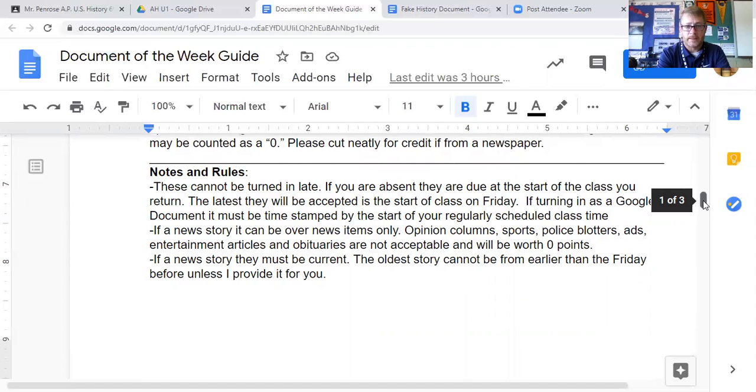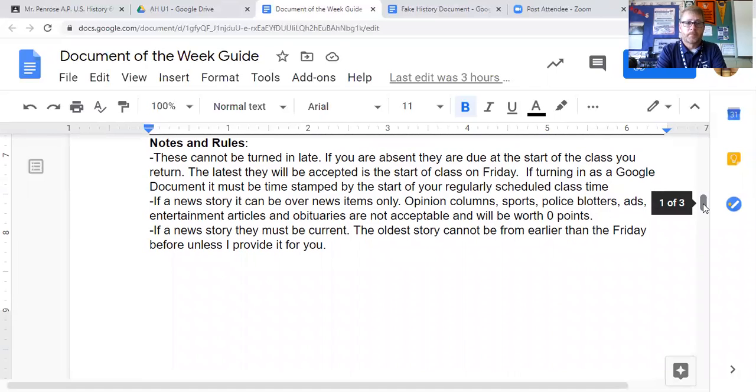This really can be easy for you, but I'm really strict about this. We'll cover this more when we do a news story, but it can only be news stories, not opinion columns, sports, police blotters, ads. I can't believe how many times I get ads. It can't be an obituary. Those are all either very brief or very opinionated. For example, an obituary. I get that one all the time. Someone will use someone's obituary. Obituaries are generally written by the family.